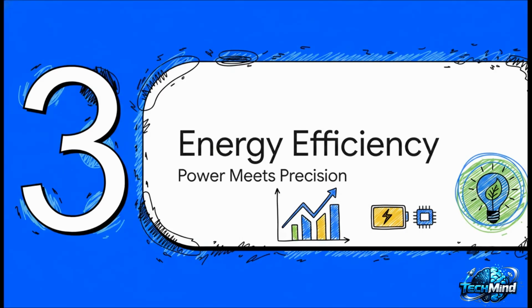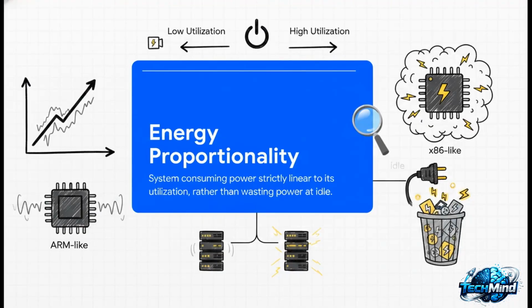Section 3. The energy efficiency revolution. Power meets precision. Before we look at the raw data, we need to understand a really critical concept here: energy proportionality. Simply put, this means a system consumes power in a way that is strictly linear to how much work it's actually doing. And here is why this is such a big deal.